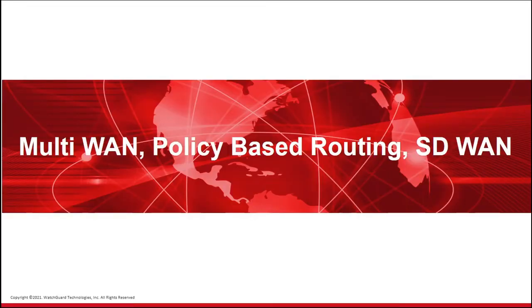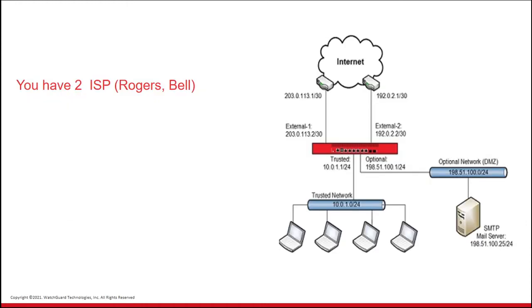Okay, so the next topic that we have is related to multi-WAN, policy-based routing, and SD-WAN. We need to understand each one of them and when to use them. And the easiest way to explain it, let's say that we have this example. This is a basic starting point for these 3 different types of configuration that we can do, actually all 3 of them, depending on whether you need them or not. So let's say that I have a firewall, and I have 2 connections, one is Rogers, one is Bell.